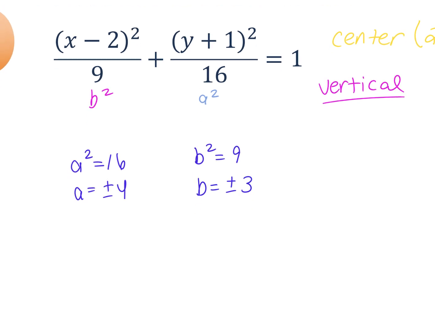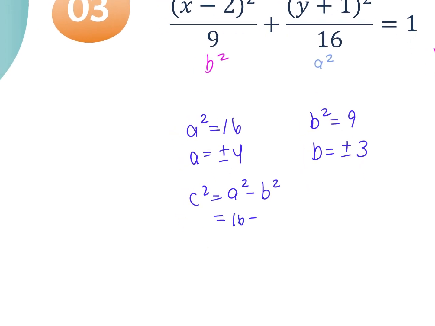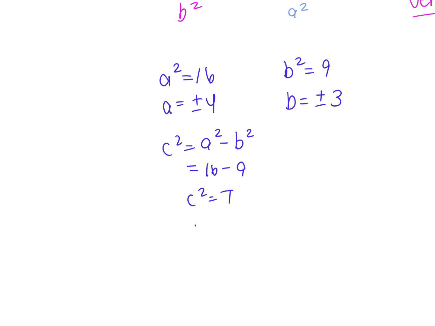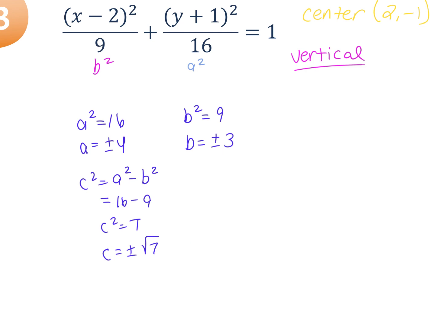Okay, perfect. Let's go ahead and talk about our c value. c squared equals, what is it? a squared minus b squared. So I have a squared is 16 minus b squared is 9. So c squared equals 7. What is c? Plus or minus the square root of 7. Now we just have to do a teeny little bit of computation, okay? Because I'm going to graph, where to put everything.